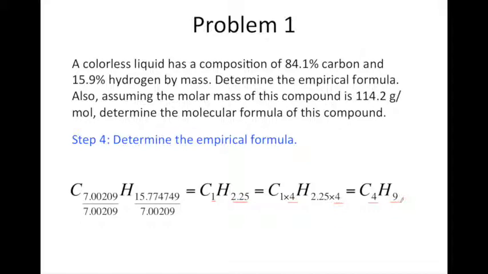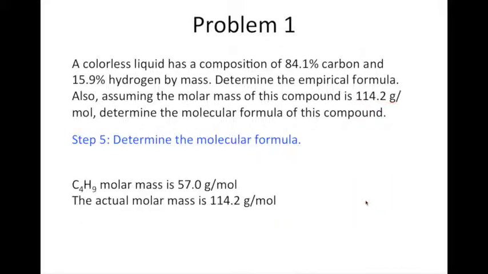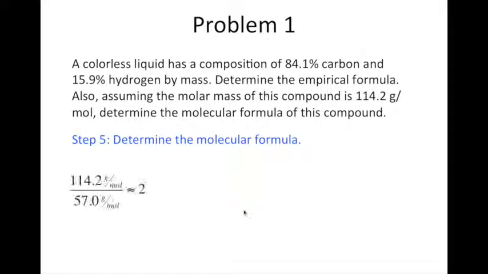The next step, we need to figure out our molecular formula. So we're going to take the ratio of our molecular formula molar mass, which is given. We're going to divide it by the molar mass of our empirical formula. So we can calculate the molar mass of C4H9. So the molar mass of C4H9 calculated to be about 57.0 grams per mole, and the actual molar mass is 114.2 grams per mole. If I divide that out, I get a factor of 2.